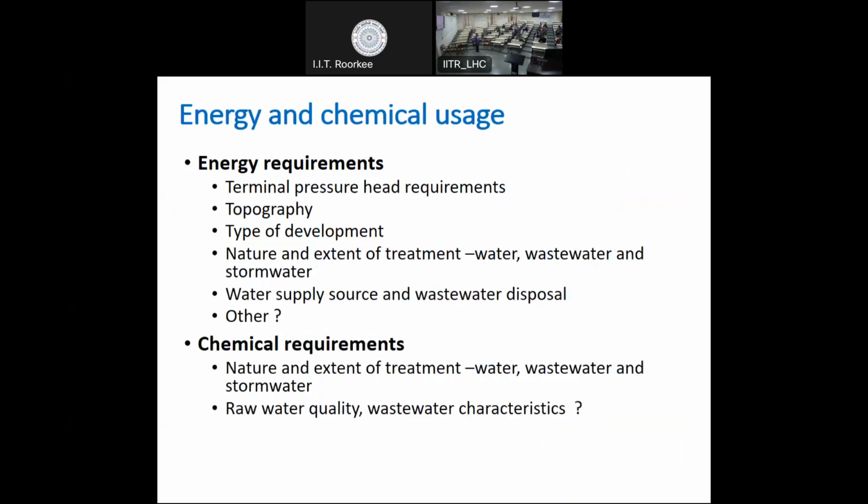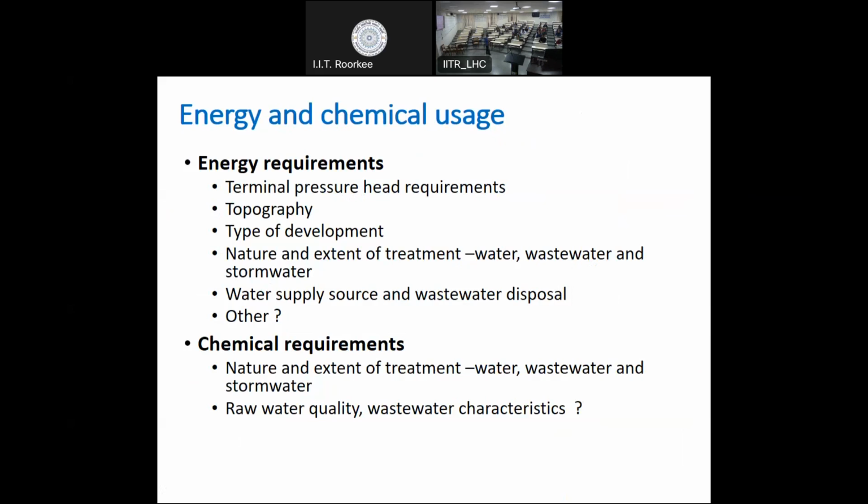Then what we did was calculate, in providing services, how much energy will be required, based on the topography, the size of the pipes, and the treatment requirement. Because in one option we were treating stormwater and in another we were treating wastewater, the treatment requirements were different. We calculated that, and we also need some terminal pressure.